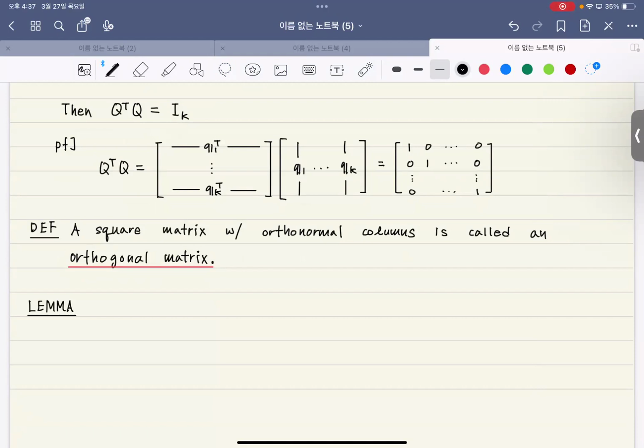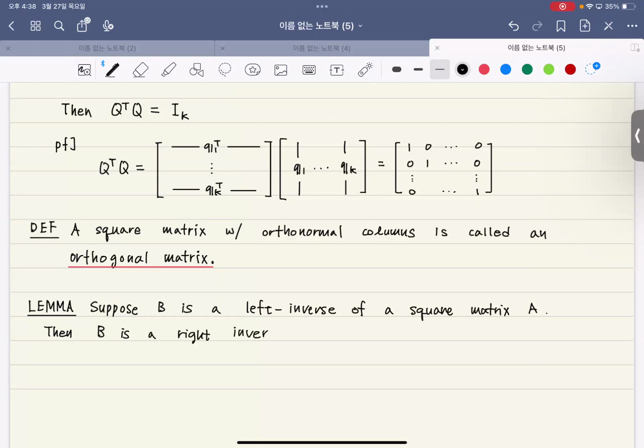There's a very important lemma, which says: suppose B is a left inverse of a square matrix A. Then B is a right inverse of A.